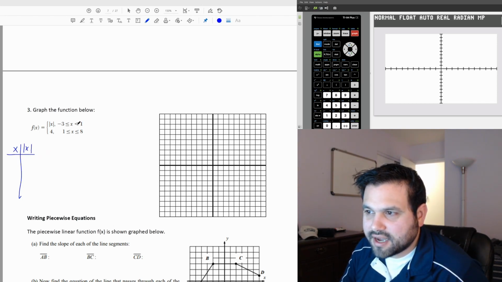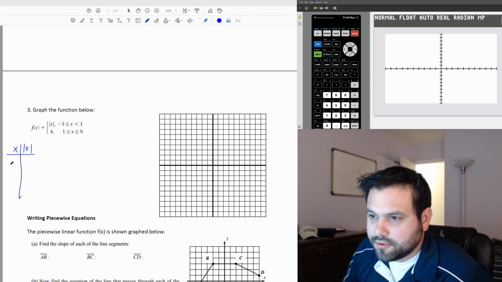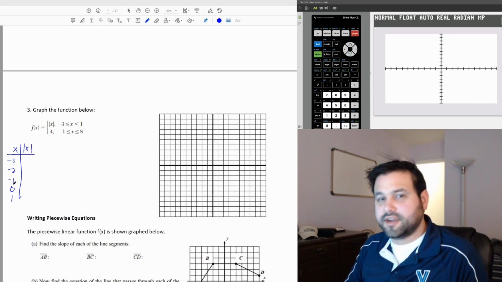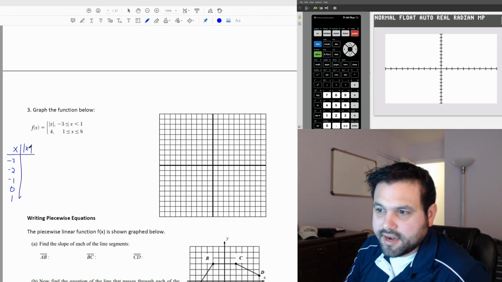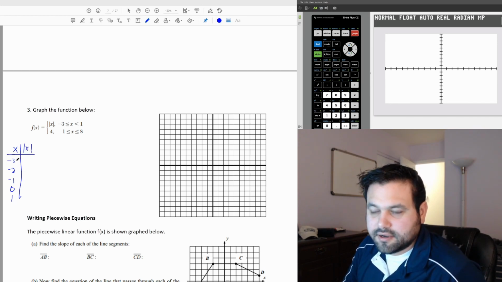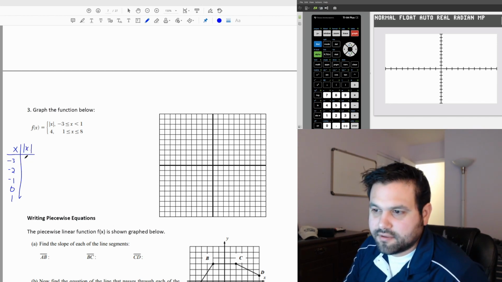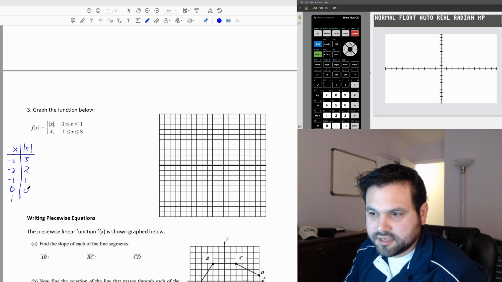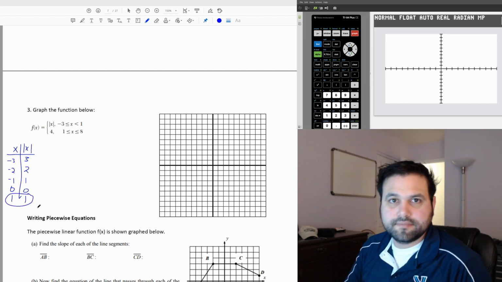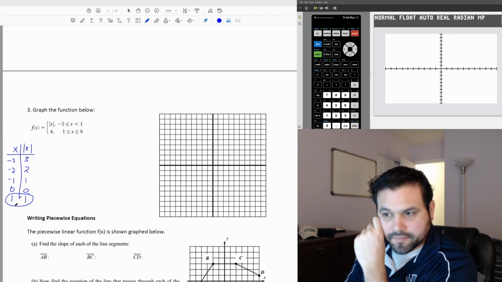And I'm noticing that I'm not going to include 1 in this. So negative 3, negative 2, negative 1, 0, 1. I'm going to write it, but I'm going to circle it to make sure I do an open circle. And now plug x in. So what's the absolute value of x? What's the absolute value of negative 3? Positive 3, positive 2, positive 1, 0, positive 1. And this one is not included. So I'm going to put an open circle on that.